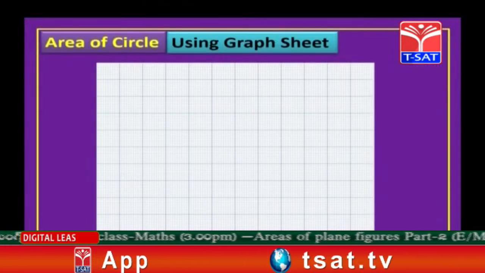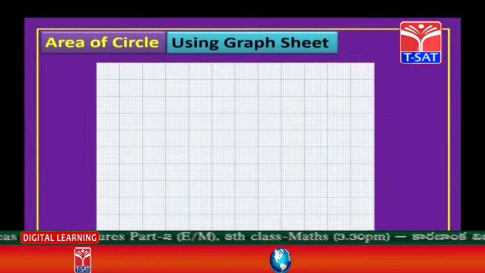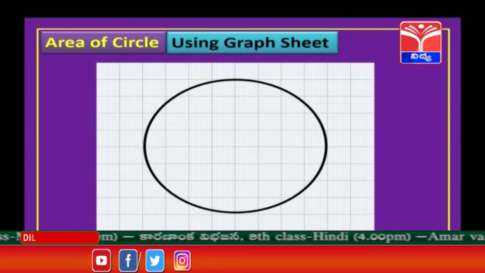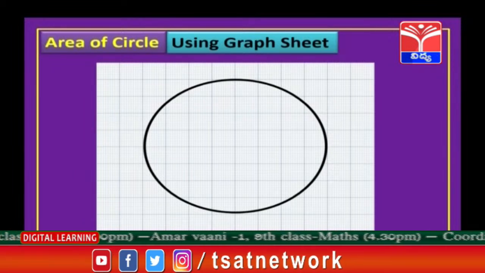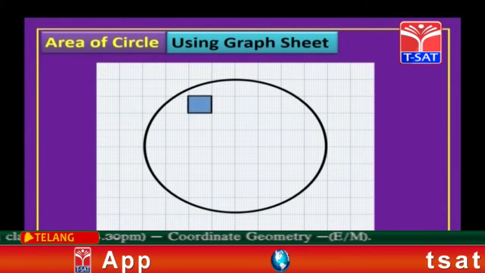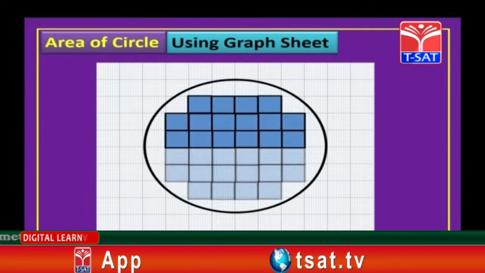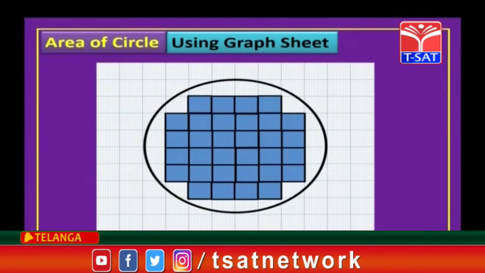So first, we are going to find the area of a circle using a graph sheet. Now let us draw a circle with some known radius, children. Now to find the area of this circle, what are we going to do? We are going to make small square units, as you can see, and we'll count the number of square units and find the approximate area of the circle.